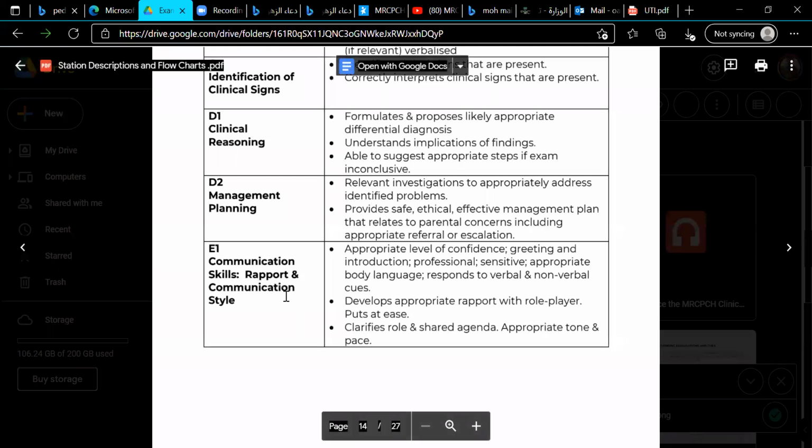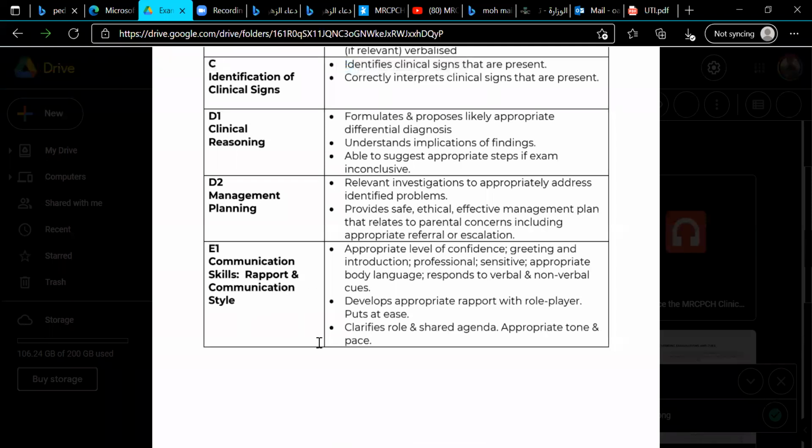Then communication skills, rapport and communication style. It should show an appropriate level of confidence, greeting, introduction, professional, sensitive, appropriate body language, responding to verbal and nonverbal cues, and developing appropriate rapport with the role player, putting them at ease, clarifying role, sharing the agenda, and appropriate tone and pace.